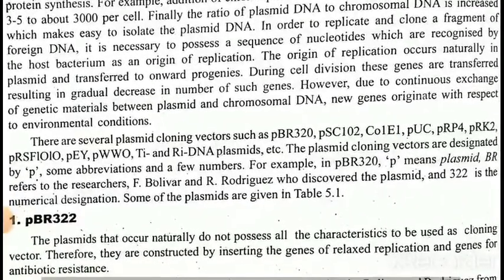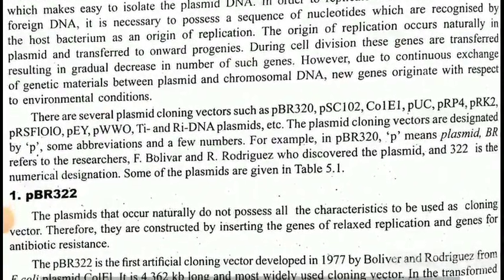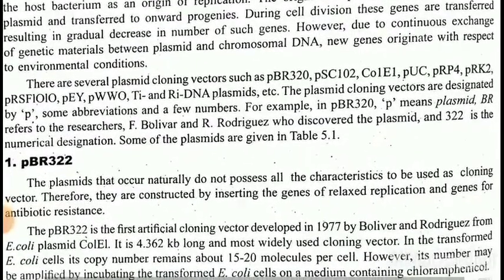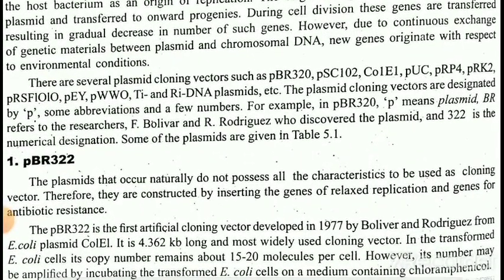with respect to environmental conditions. There are several plasmid cloning vectors such as pBR322, pSC101, ColE1, pUC, pRP4, pUC2, pRSF1010, pWWO, Ti and Ri DNA plasmids, etc. The plasmid cloning vectors are designated by P, some abbreviations and a few numbers. For example, in pBR322, P means plasmid, BR refers to the researchers F. Bolivar and R. Rodriguez, who discovered the plasmid, and 322 is the numerical designation. Some of the plasmids are given in Table 5.1.